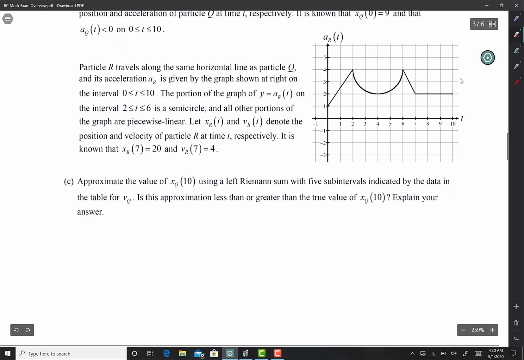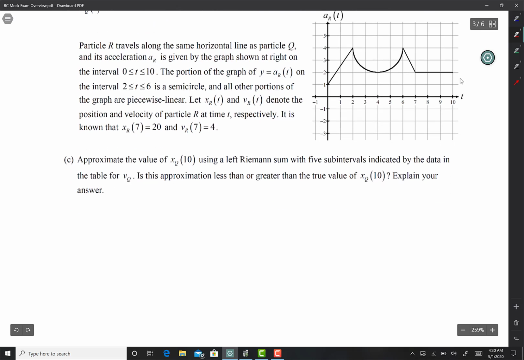Okay, let's go to the next one. It says approximate the value of xq of 10 using a left Riemann sum with 5 subintervals indicated by the data in the table for v of q. Is this approximation less or greater than the true value of xq of 10? Explain your answer. Okay, so they're asking two questions. Let's first find the first one.